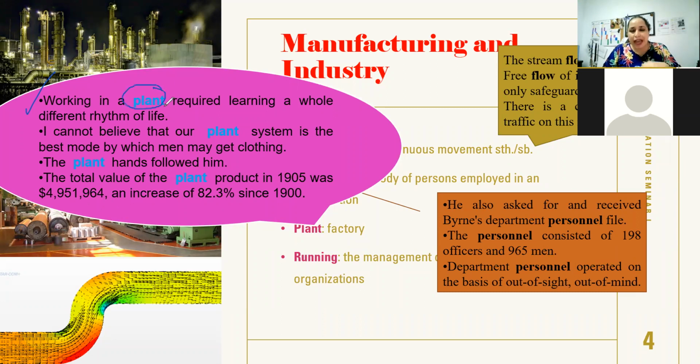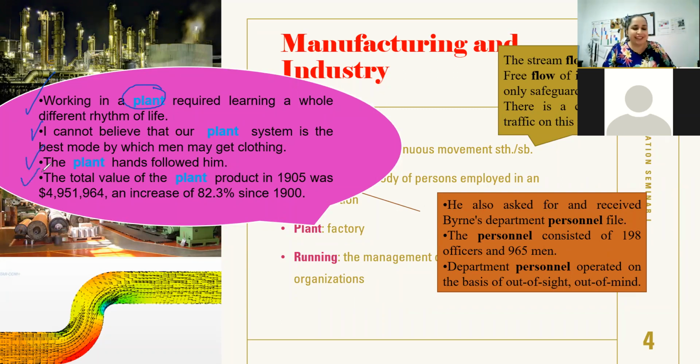Again, we're talking about the plant, the company, the factory. "I cannot believe that our plant system is the best mode by which men may get clothing." So that person is talking about the uniforms, the clothes you get when you work in a plant. "The plant hands followed him." Like everyone helps him. That's the meaning of it.